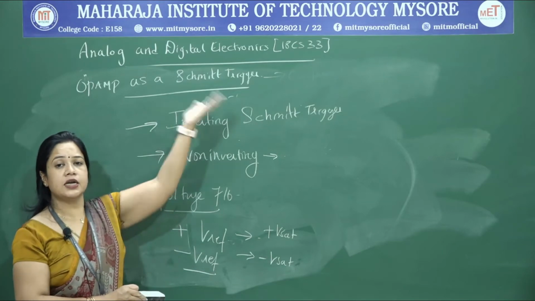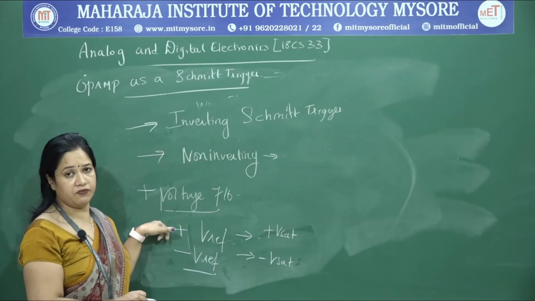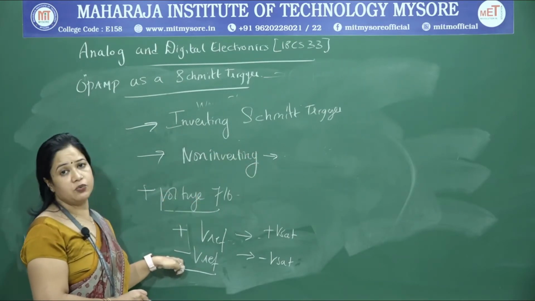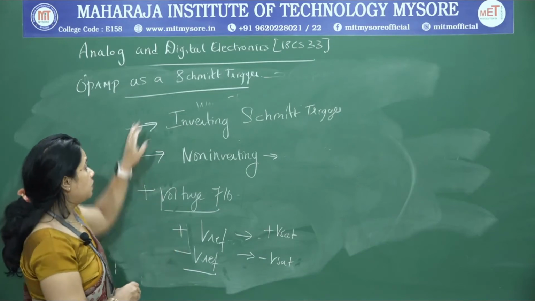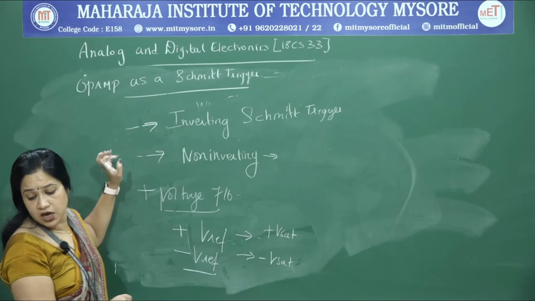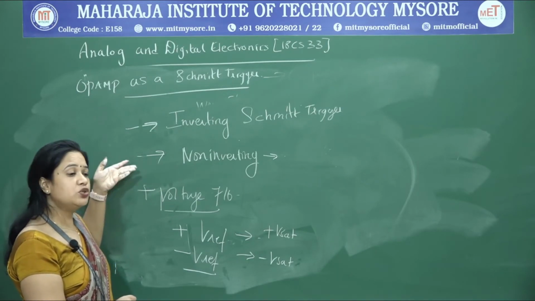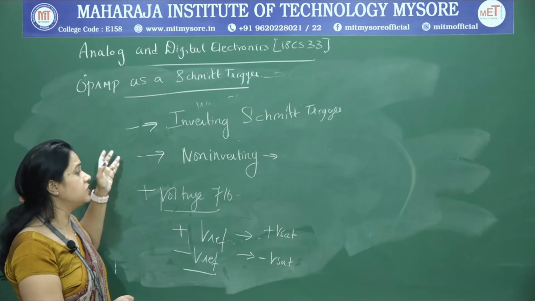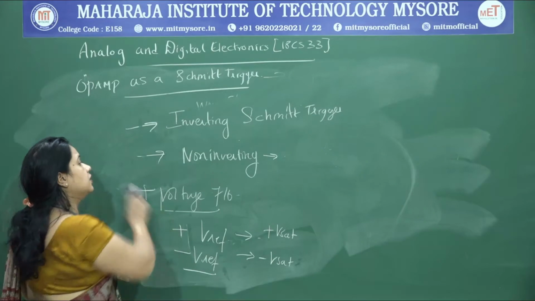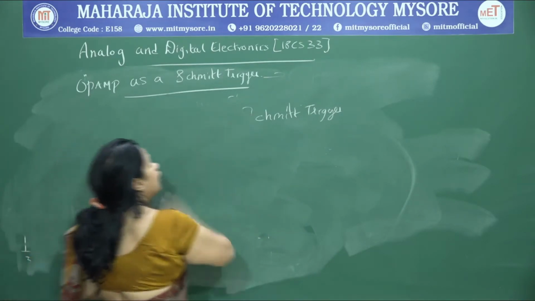So if the output is at positive saturation, the reference voltage is plus V reference, and if the output is at negative saturation, the reference voltage is minus V reference. We will take up each type of Schmitt trigger, that is an inverting Schmitt trigger and a non-inverting Schmitt trigger, and we will also see the variants in these Schmitt triggers. We will start with each one of them one by one.